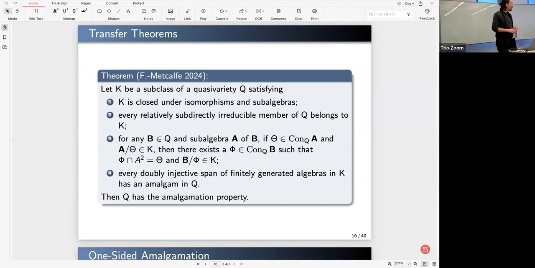By the way, what is relatively subdirectly irreducible? So A is relatively subdirectly irreducible. This means that it's Q subdirectly irreducible relative to Q. So in other words, if I look at the lattice of Q congruences of the algebra, then the least Q congruence is completely meet irreducible. Whenever I write it as an intersection of any Q congruences, it has to belong to this.